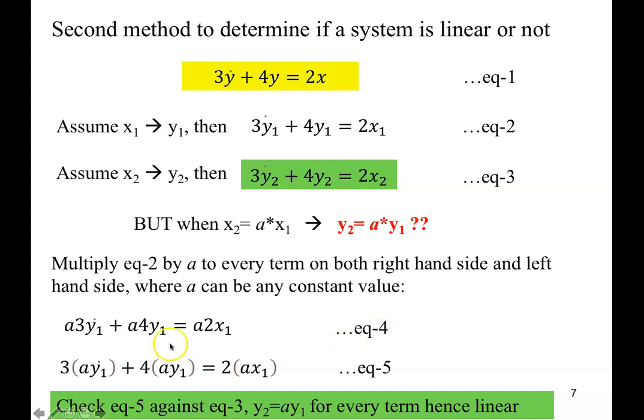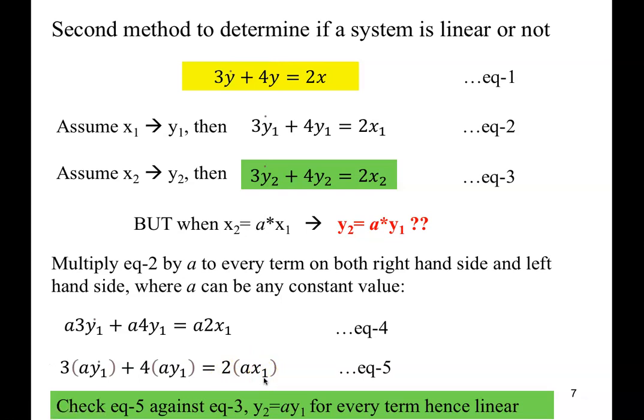I'm going to reorganize that equation a little bit. I'm going to take the 3 out of this, and I put a bracket there. That becomes a y1 dot. I'm going to take 4 out of the second term in equation number 4. That becomes 4 times a bracket, and inside the bracket is a times y1. That equals 2 times the bracket a x1.